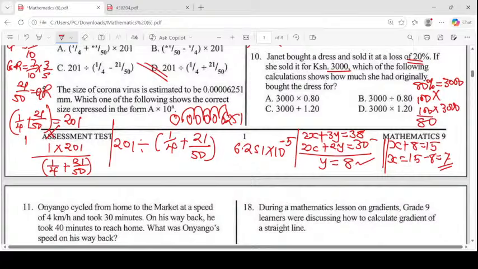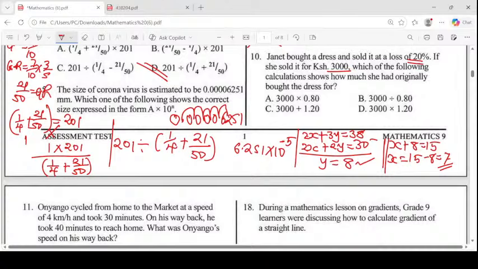Let us have a look at it once again. I want us to reason this way. I can say, if this expression is not giving what I want, let me see a better way to restructure it. A loss of 20% means that Janet sold the dress at 80%. That one I think you've understood, because 100 minus 20, that is 80%.